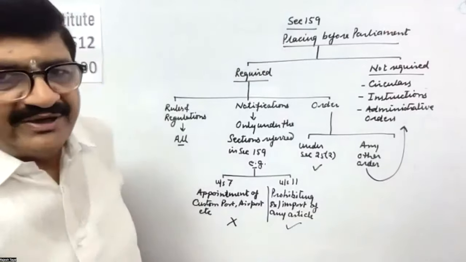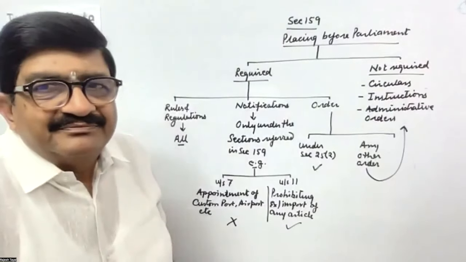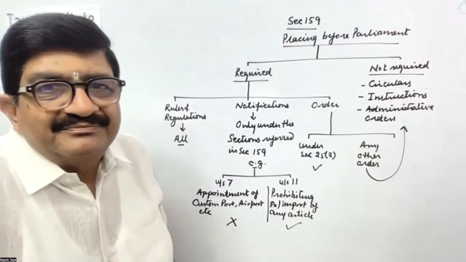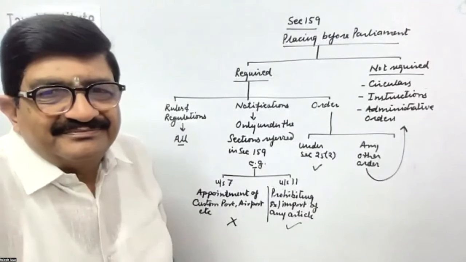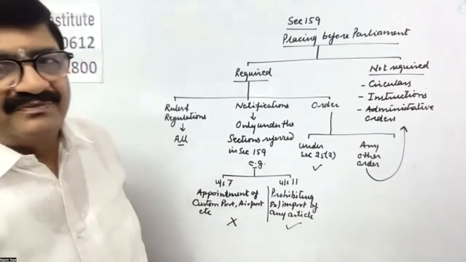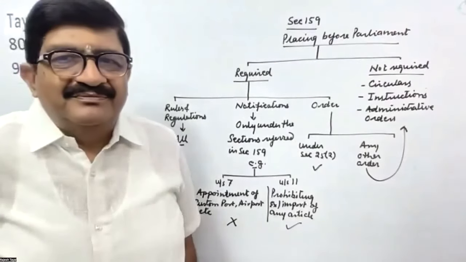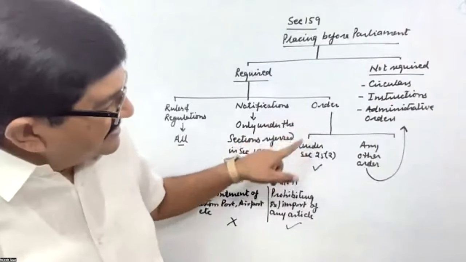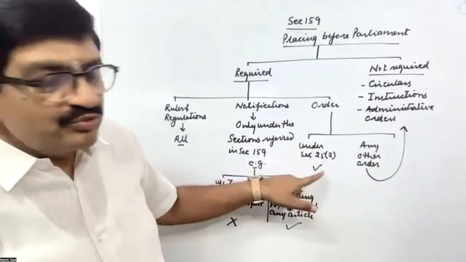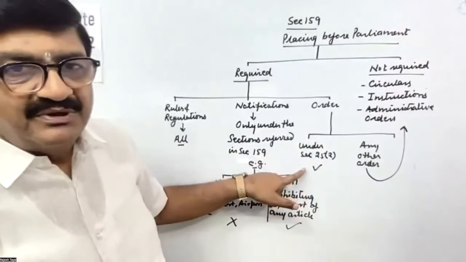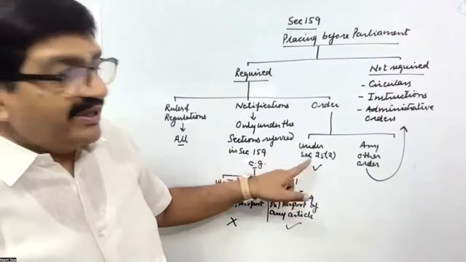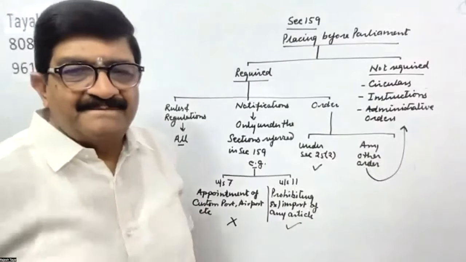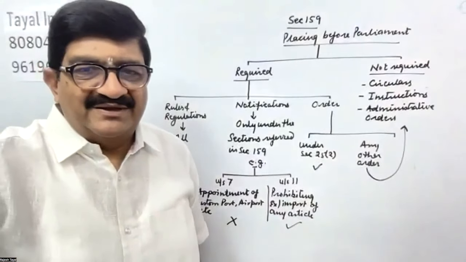So does it give you more clarity? Yes, sir. That one is under section 25, subsection 2, sir. Order passed under section 25, subsection 2, that is required to be placed. Any other order, not required. So, in terms of order, only this section order is placed before the parliament.